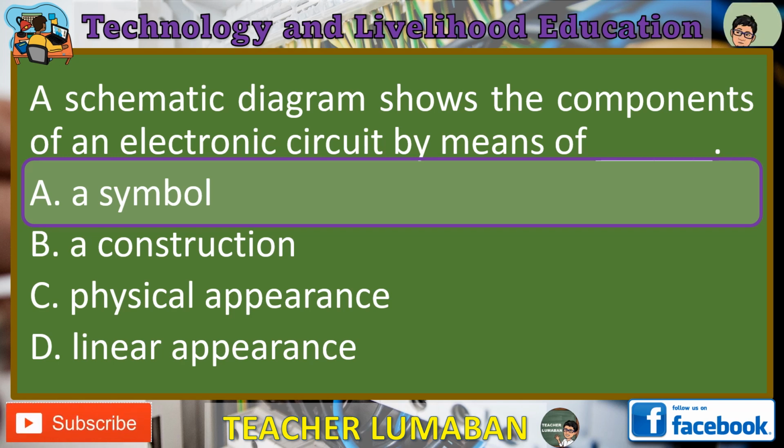C, physical appearance. This is not the correct answer because a schematic diagram does not represent the physical appearance of the components or their actual physical characteristics, such as size, shape, or color.